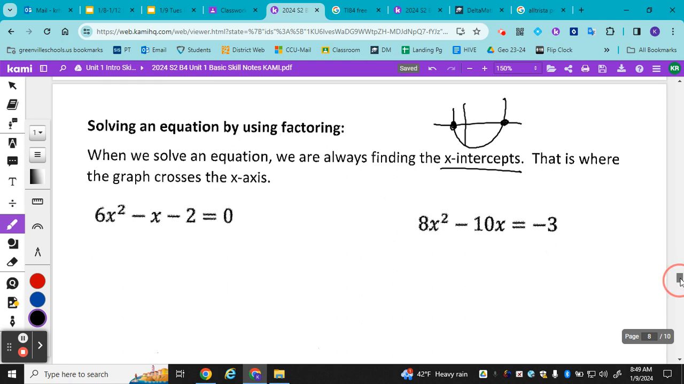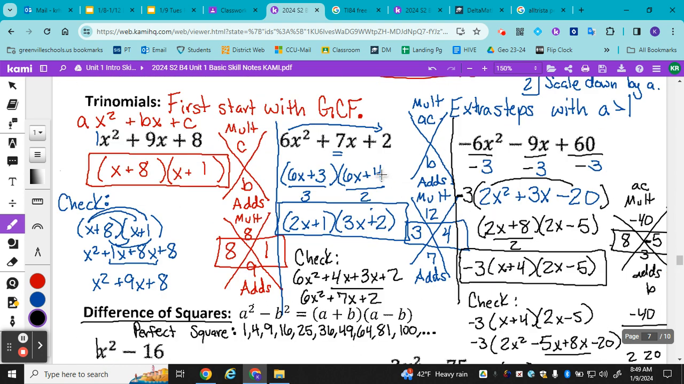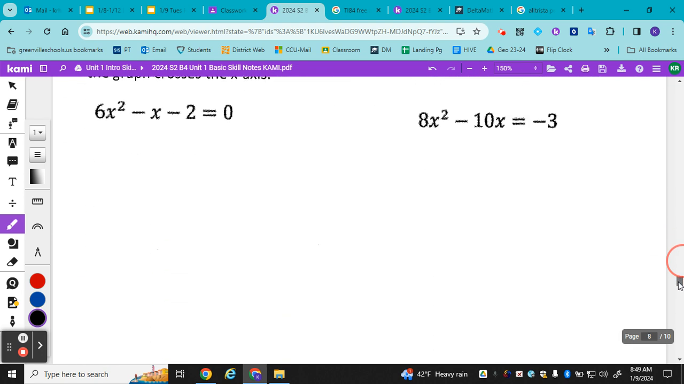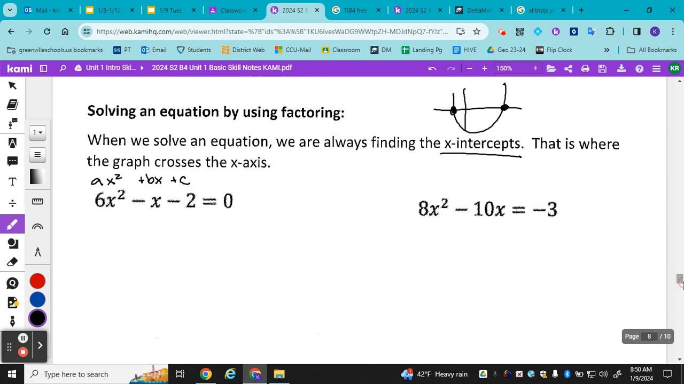Is this the one we already factored? Looks familiar. Okay, is that one? 7 and 2? No, it's different. So we have ax squared plus bx plus c equals 0.